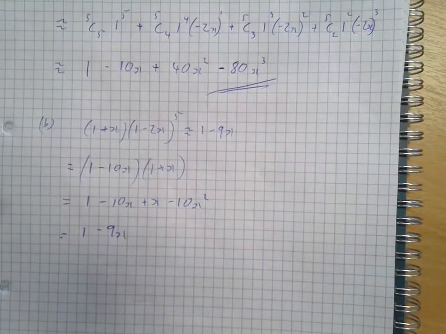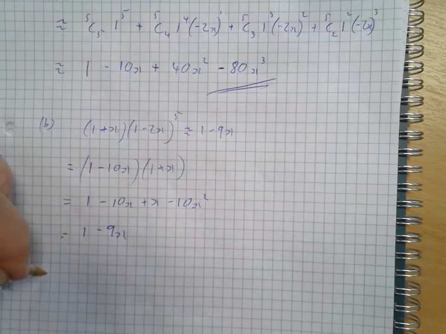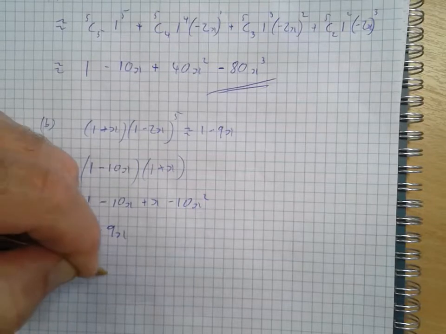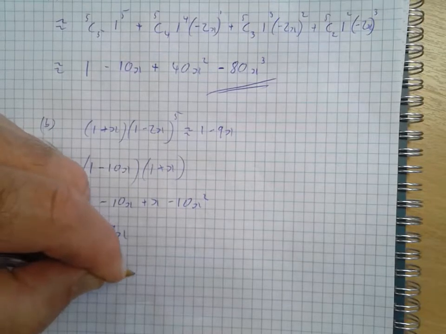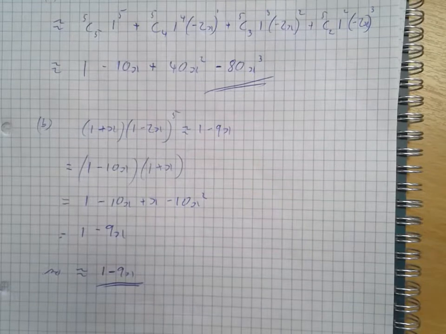And obviously, being a binomial, it is only an approximation because I'm ignoring any powers of x squared or more.